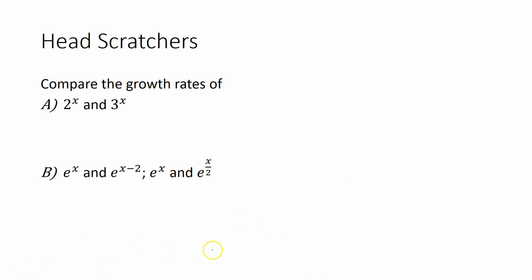All right. So now a couple head scratchers. Compare the growth rates of 2 to the x and 3 to the x, or e to the x and e to the x minus 2, e to the x and e to the x over 2. So these are ones that kind of take a little bit more thinking. The limits are a little bit harder to compute. Let's give it a shot.